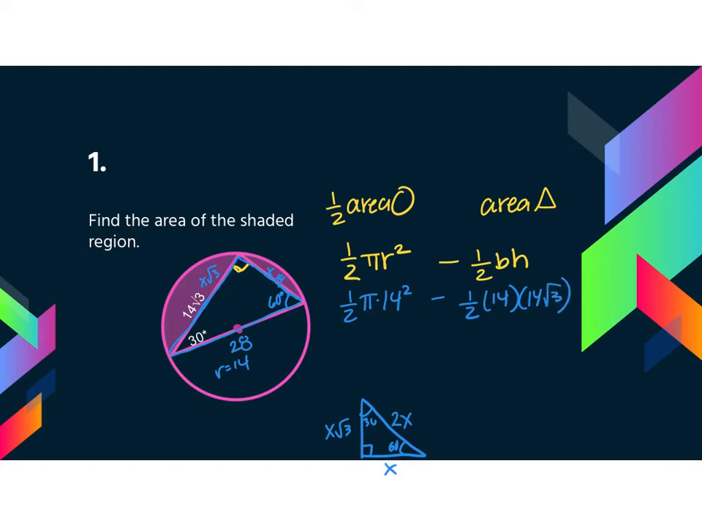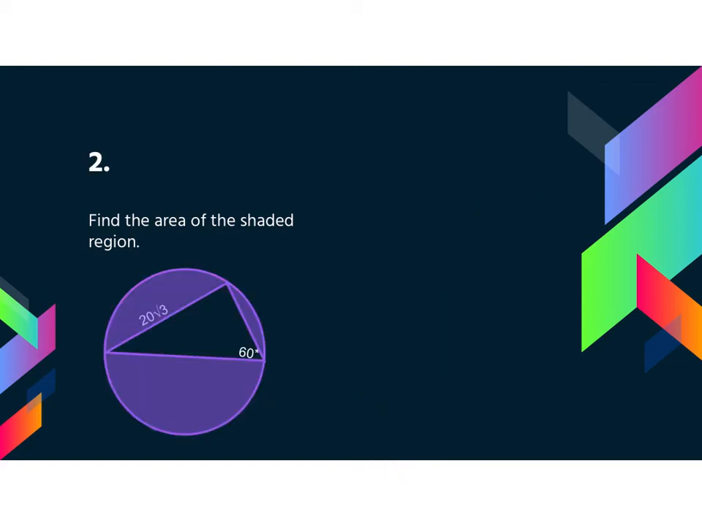All right, now let's do some simplifying. So 14 squared is 196, divided by 2 is 98. So we have 98 pi. From here, then, we're going to simplify. We'll do 14 times 14 again, and we'll divide it by 2. So we get 98 over here. Then we can't forget our square root of 3. One of these has pi, one has square root of 3, so we cannot combine them because they are not like terms. So this is our final answer.